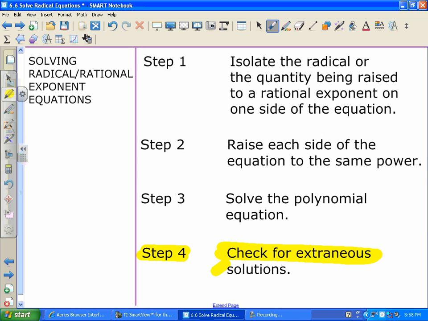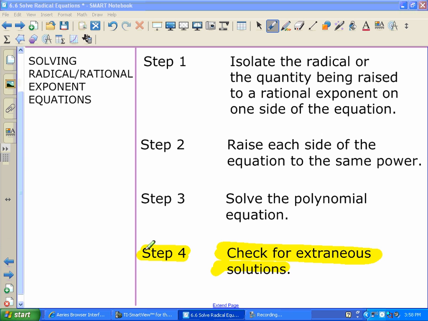The word extraneous, once again, means extra solutions in this case. So we'll check for extraneous solutions because sometimes both of them will work, sometimes one will work and the other one won't, and sometimes neither one of them will work. So we've got to check for extraneous solutions, and that will come at the tail end of the lecture today. So the idea: isolate the radical, get it by itself, use an exponent to eliminate the radical, solve the equation, check for solutions.